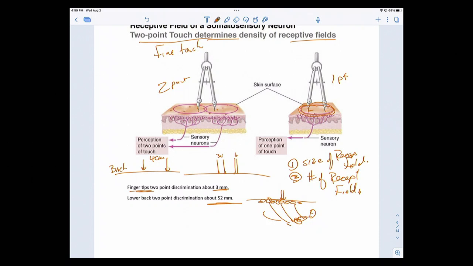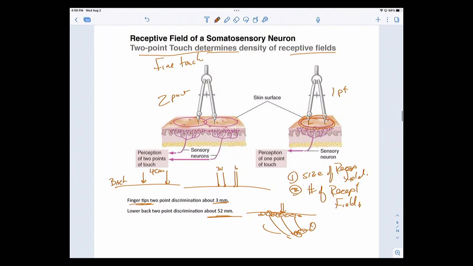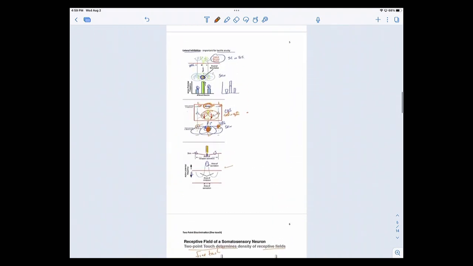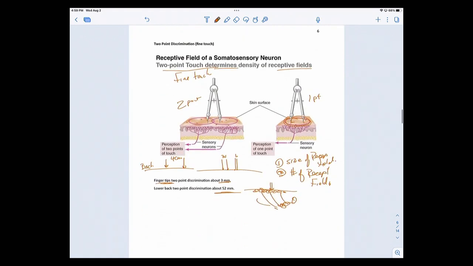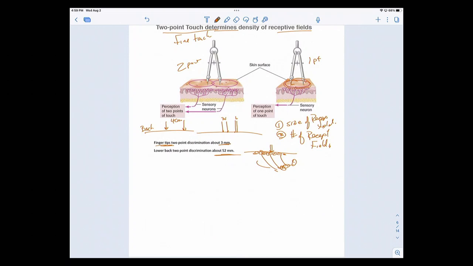Those are the areas of your skin where you have the best 2-point discrimination, and for obvious reasons. So anyway, that's the point for 2-point discrimination. And again, the goal here was, one, to help you understand the general concept of lateral inhibition, that helps you to sharpen where you're being touched. And the other is understanding what fine touch, or 2-point discrimination, is. And all of these are going to be involving the mechanoreceptors that we talked about in an earlier lecture.